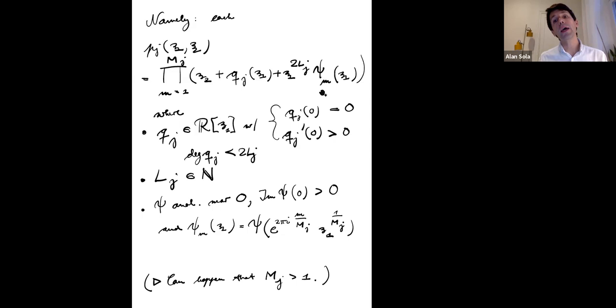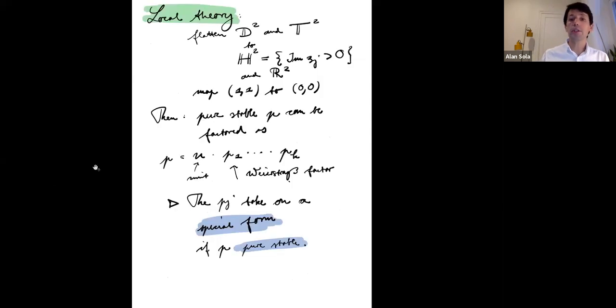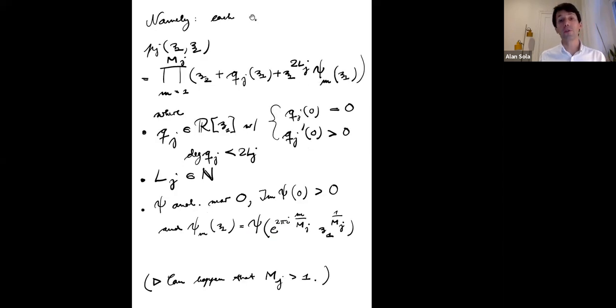And then these psi m's are obtained from some analytic function psi, which has positive imaginary part at the origin, and psi m is psi evaluated at the root of unity, at an capital Mj-th root of unity times Z1 to the 1 over Mj. So each one of these Weierstrass polynomials, reducible Weierstrass polynomials, is of this form, and it can well happen that this capital Mj is greater than 1, so that there are 2 or more factors in this representation.